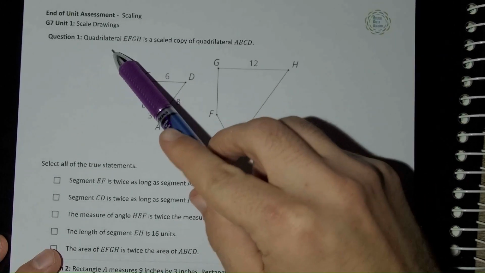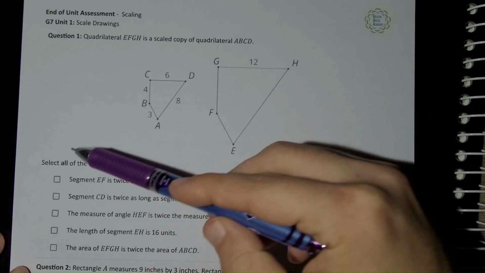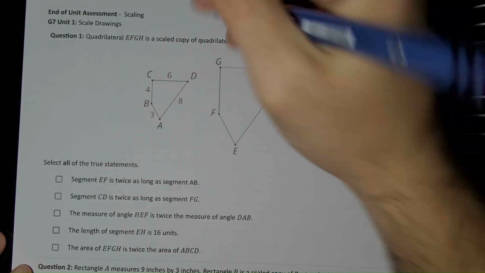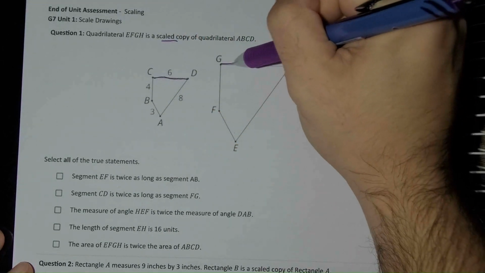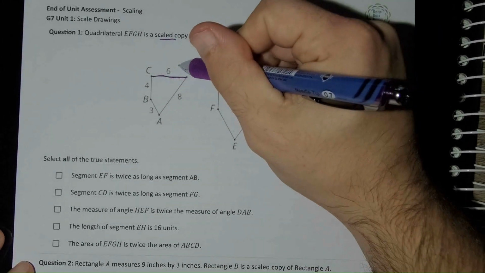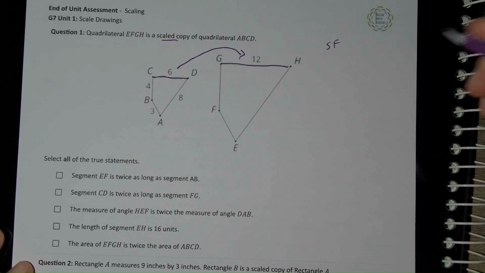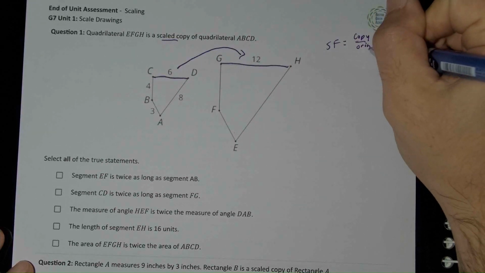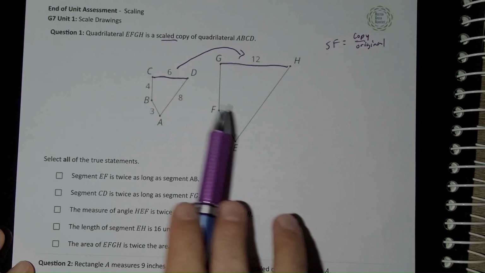Alright, so this one says quadrilateral EFGH is a scaled copy of quadrilateral ABCD. Select all of the true statements. Since we're told that these two quadrilaterals are scaled copies, that tells us each corresponding segment has the same scale factor. That means I can multiply each segment by the same number. Our scale factor, also known as SF, is our copy over our original. Our scale factor is just a unit rate, which both figures share.